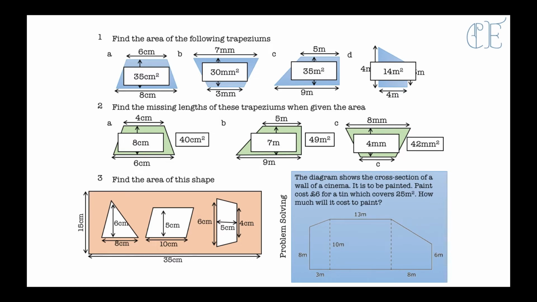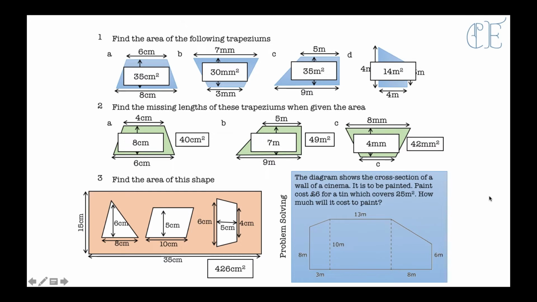And find the area of this shape. Now for this one, you would have had to find the area of the whole thing. So 15 times 35. You would have then had to find the area of this shape, and this shape, and take all of that away from your area you got for the big shape, and you should have got 426 centimetres squared.